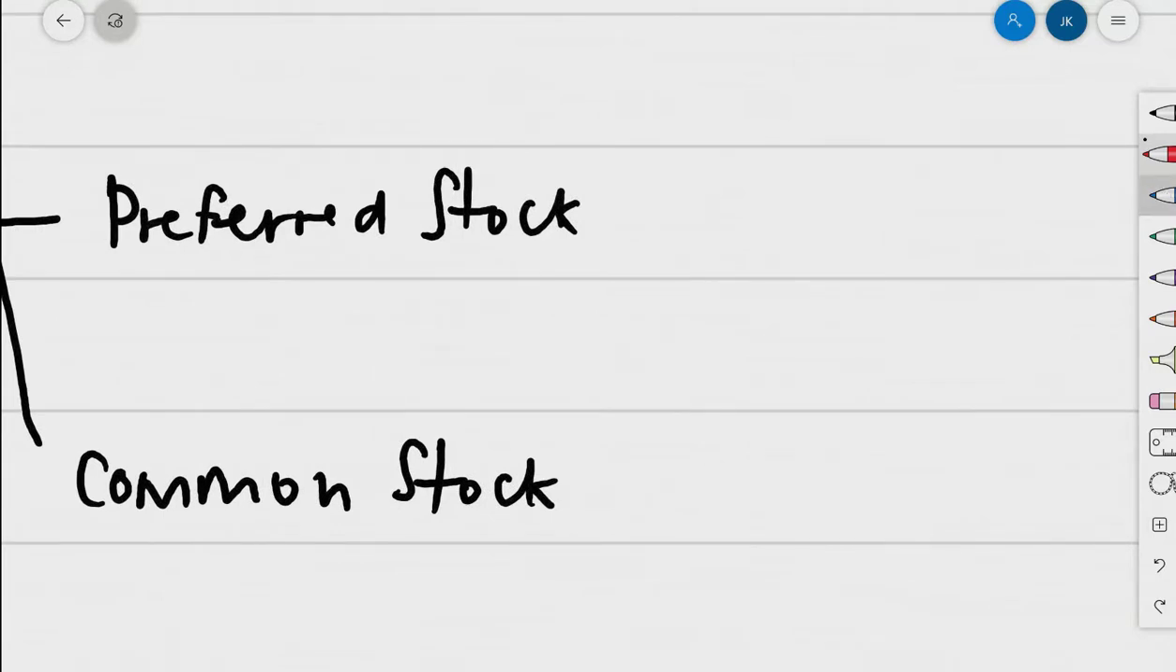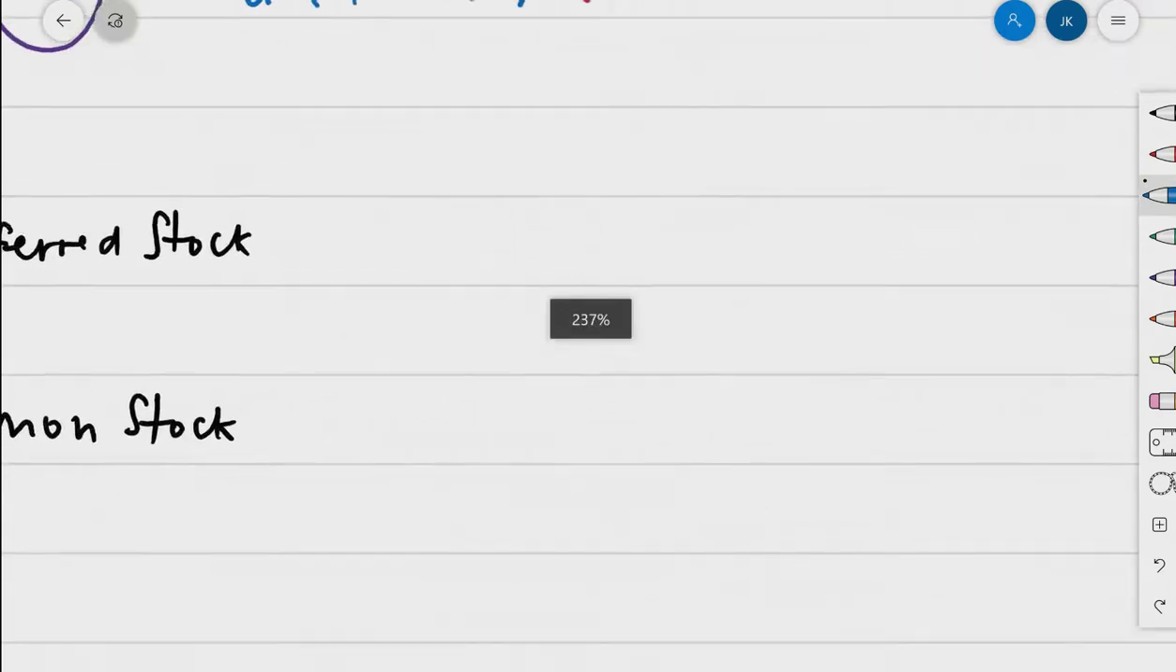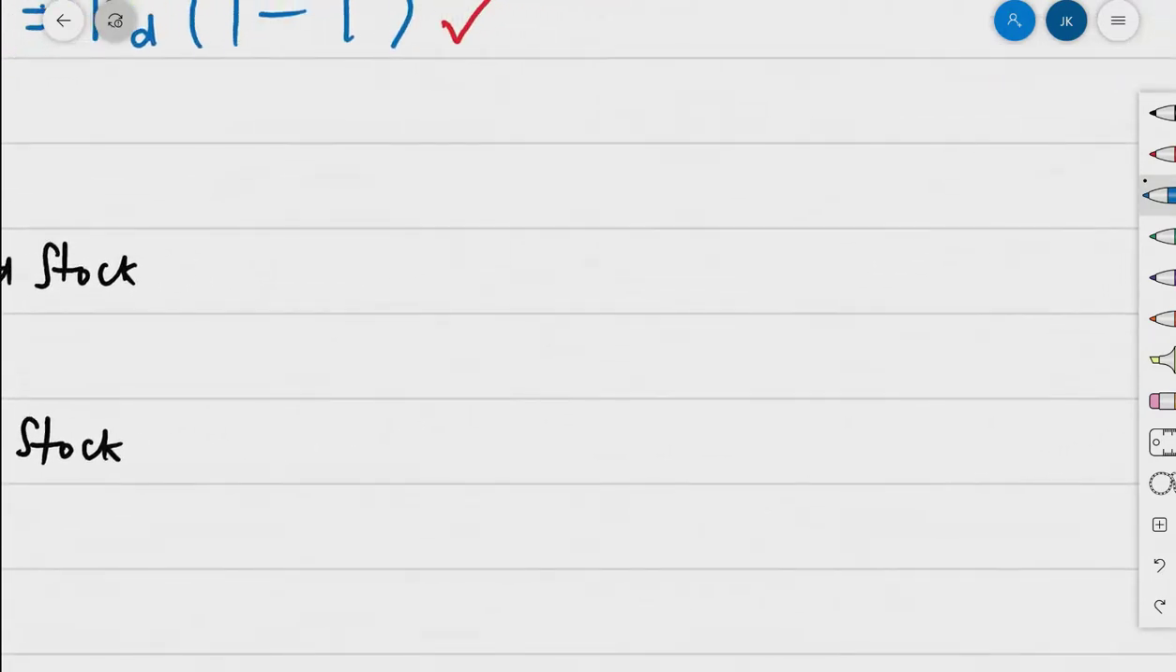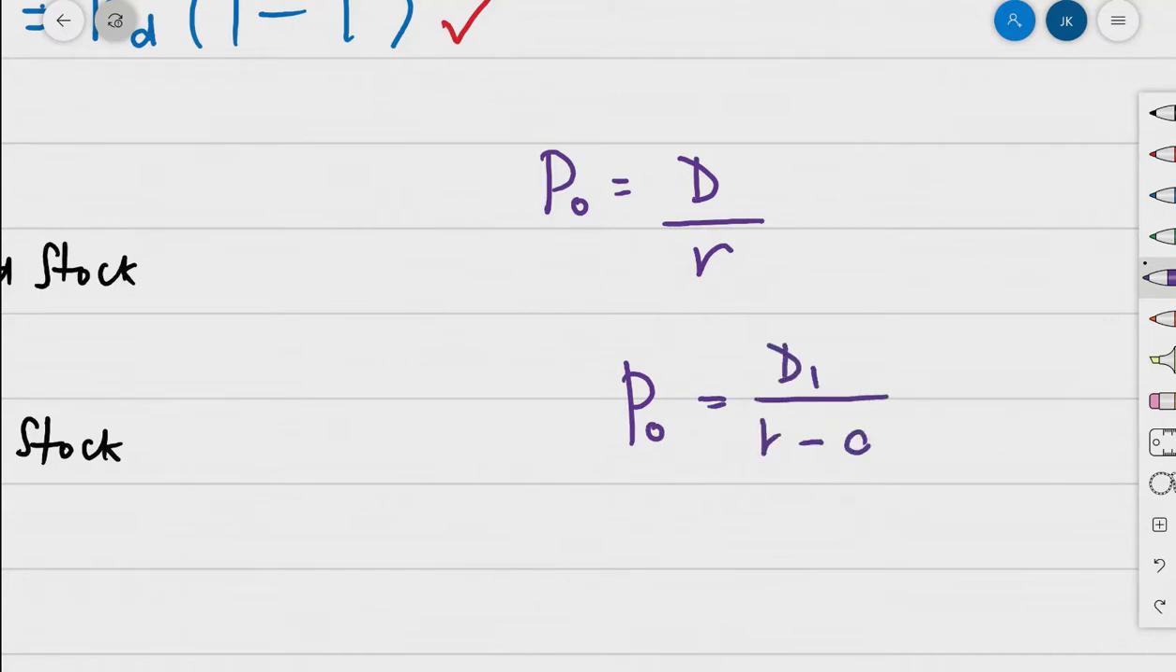It's not a problem. If you can recall from the previous chapter, when we did stock valuation, there were three models: zero growth, constant growth, or multiple growth, non-constant growth. For preferred stock, normally you can use the zero growth model. If you can still recall from the previous discussion, the zero growth model looks something like this, isn't it? The constant growth model is R minus G.